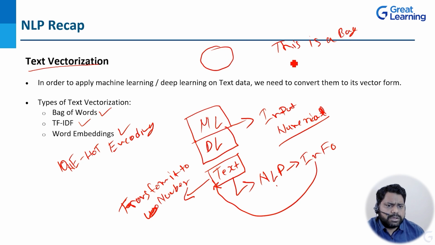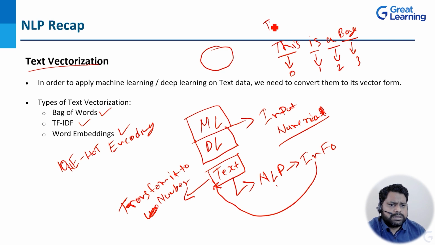Okay, so all the words will be converted into tokens, and those tokens will get some numbers. Let's say this will get 0, this will get 1, this will get 2, and this will get 3. Similarly, there is one more: this is a car. So this will get 0 because these two are the same. This will get 1, this will get 2, but this will get 4.